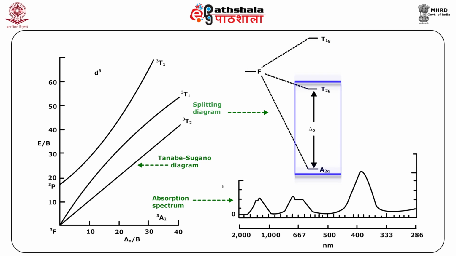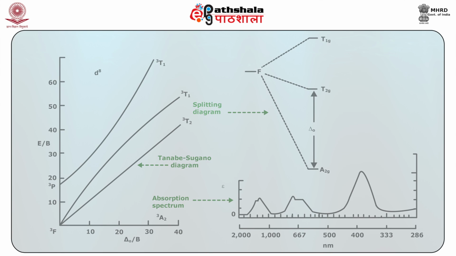The difference between the two lowest energy terms corresponds to the value of delta naught. Therefore, in order to find the value of delta naught, we simply have to determine the value of the energy difference between the two states A2g and T2g. The Tanabe-Sugano diagram for this configuration is represented in the figure. Examples of this electronic configuration include the nickel 2 plus complex with H2O as the weak field ligand.